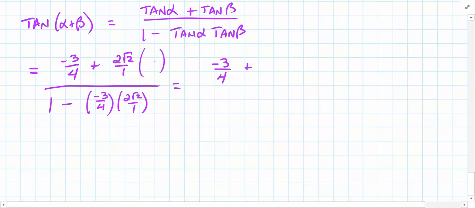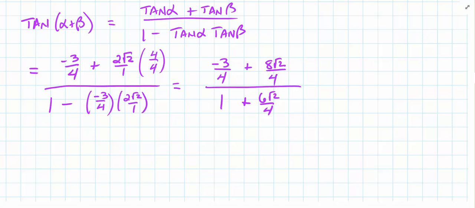This piece needs what to get a common denominator? I need a 4 over 4, right? So that's going to give me 4 times 2 rad 2, which is 8 rad 2, all divided by 4. All right, good. And then on the bottom here, let's see here. I'm going to have 1 plus, this is going to be 6√2 all over 4. All right, everybody so far so good?